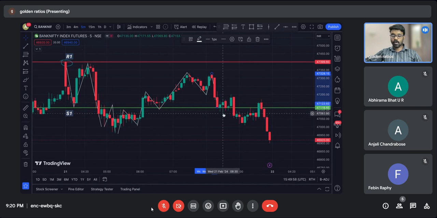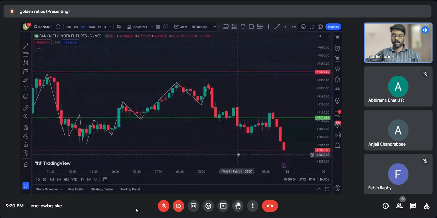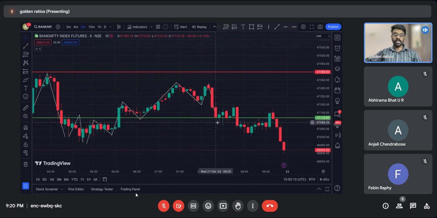But if a wick is breaking the line, we won't consider it. Understood? It is always like this in my trading. I won't consider any candle if it breaks any line with the wick. If it breaks with the wick, it should not be considered. It should only be considered if it is breaking with the body and closing, like a complete body should be formed.